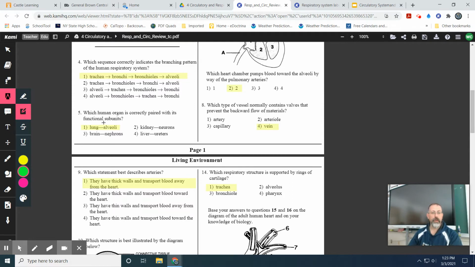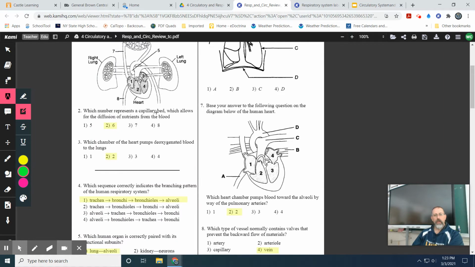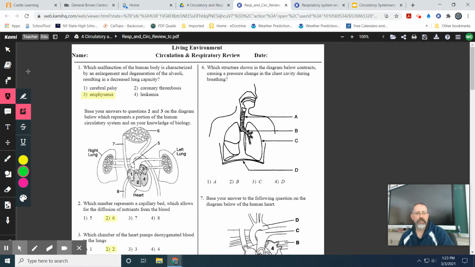Number 5, which human organ is correctly paired with its functional subunits? Brain does neurons, kidney does nephrons. We haven't talked about kidney yet. Liver, not even. So lung has alveoli. It's the only one that looks familiar for what we're doing in this topic. Number 6, oops, I skipped it. Probably shouldn't do that. Which structure shown in the diagram below contracts, causing a pressure change in the chest cavity during breathing? Well, that would be your diaphragm here. So that's the letter D.